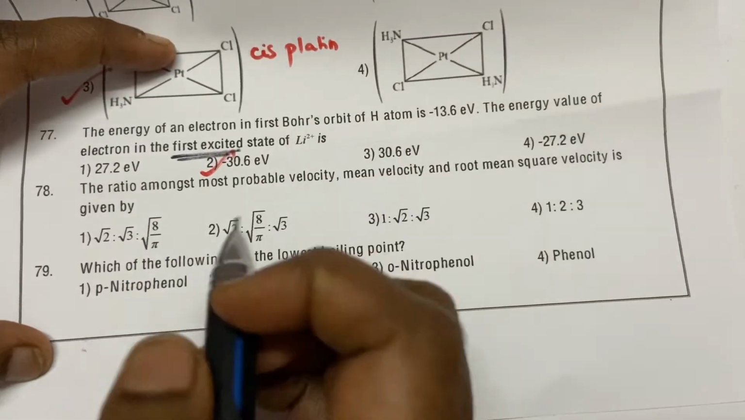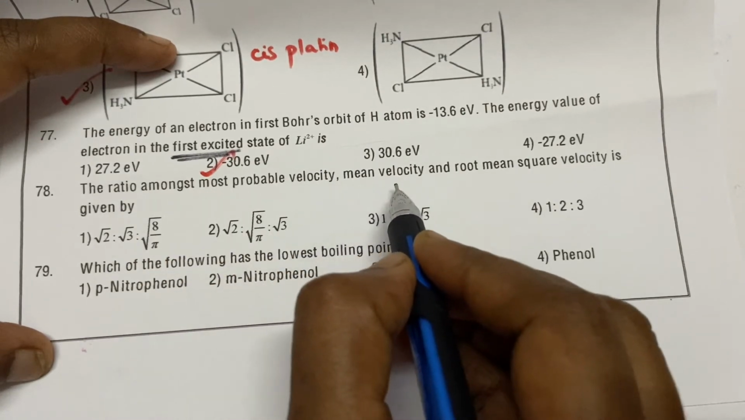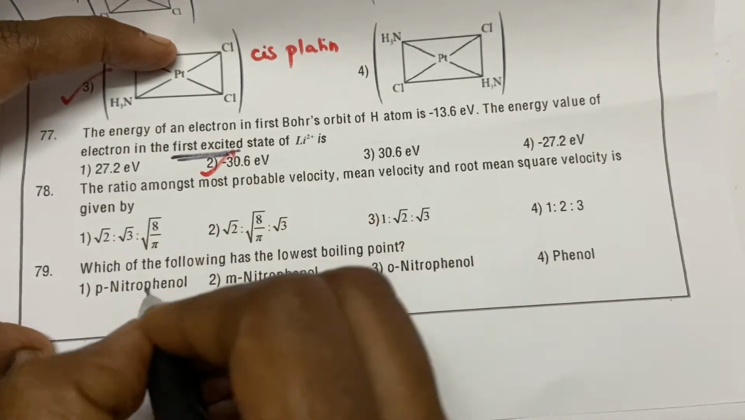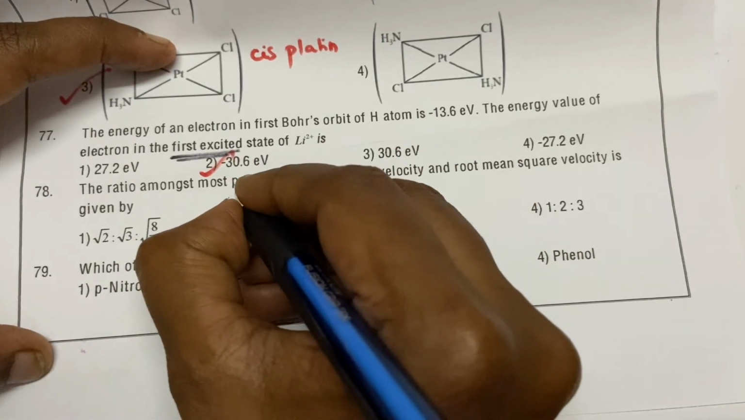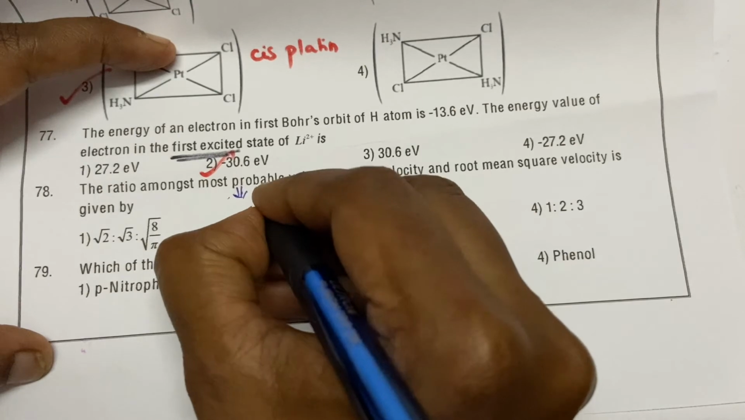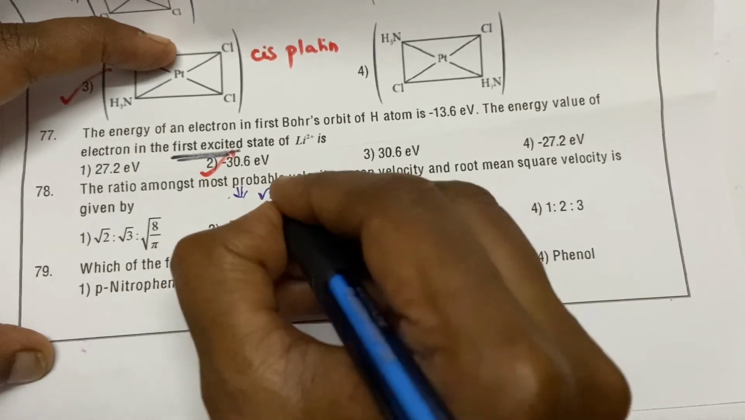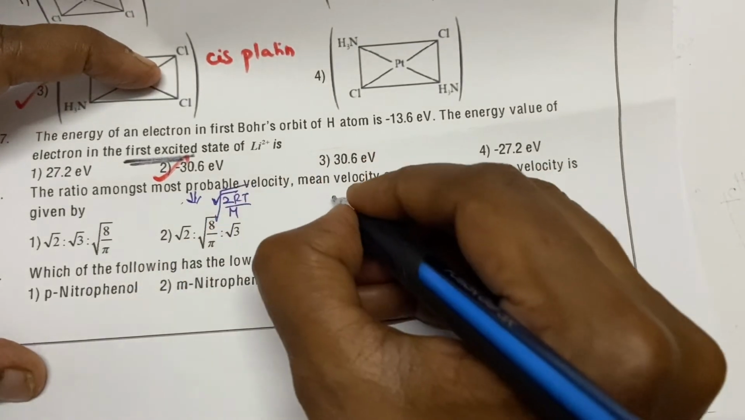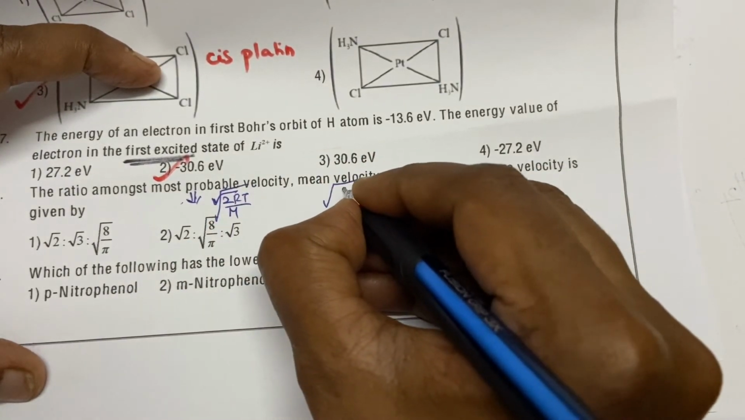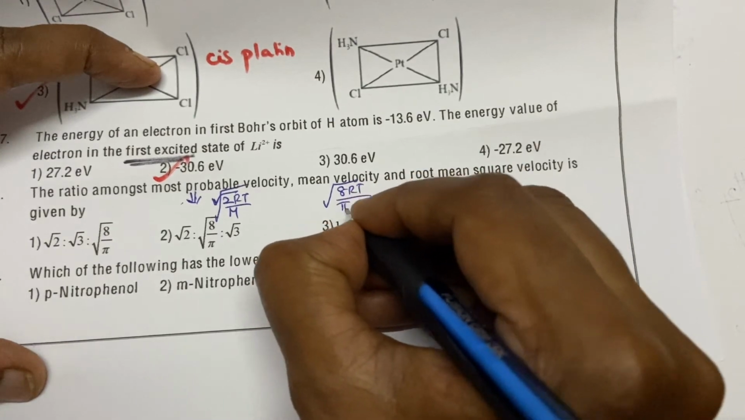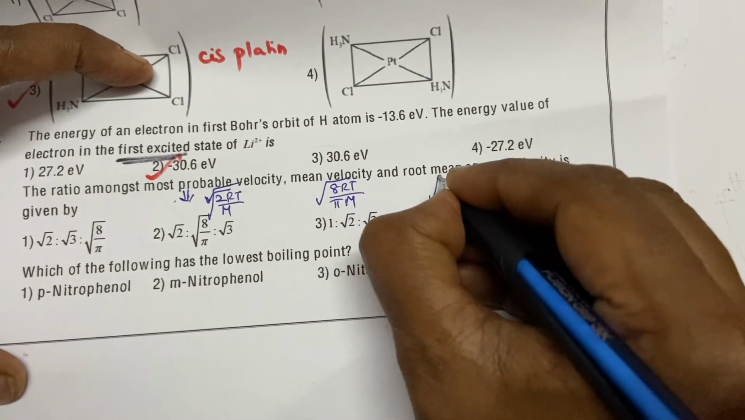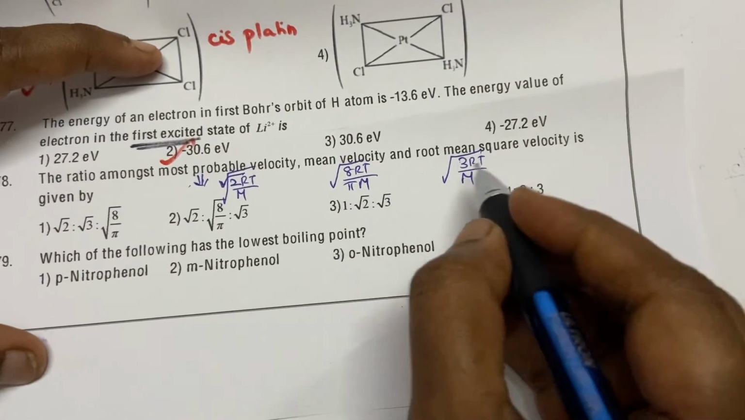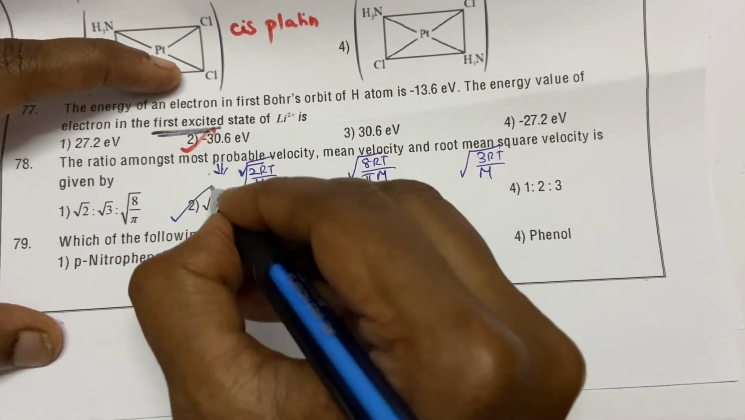So the next question: the ratio among the most probable velocity, mean velocity and root mean square velocity. You know this, every time they will ask. Most probable velocity is root of 2RT by m. Mean velocity is root of 8RT by pi m. And root mean square velocity is root of 3RT by m. Everything common gets cancelled out. So this is the ratio.